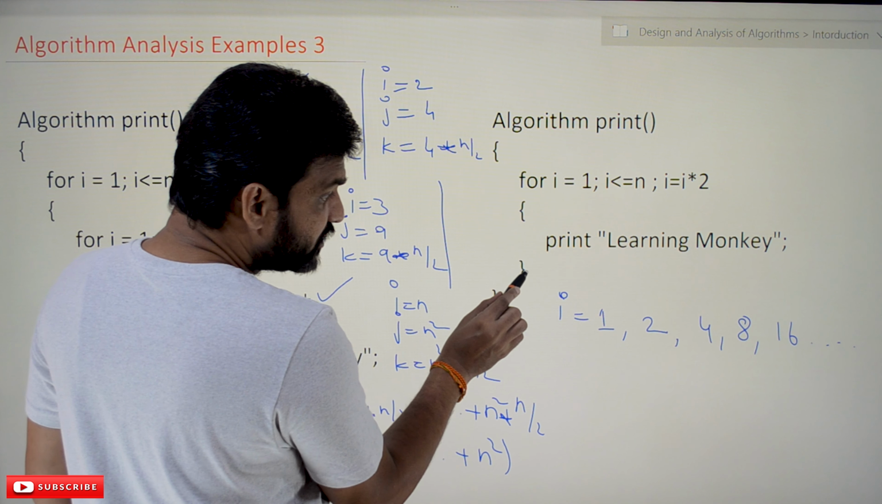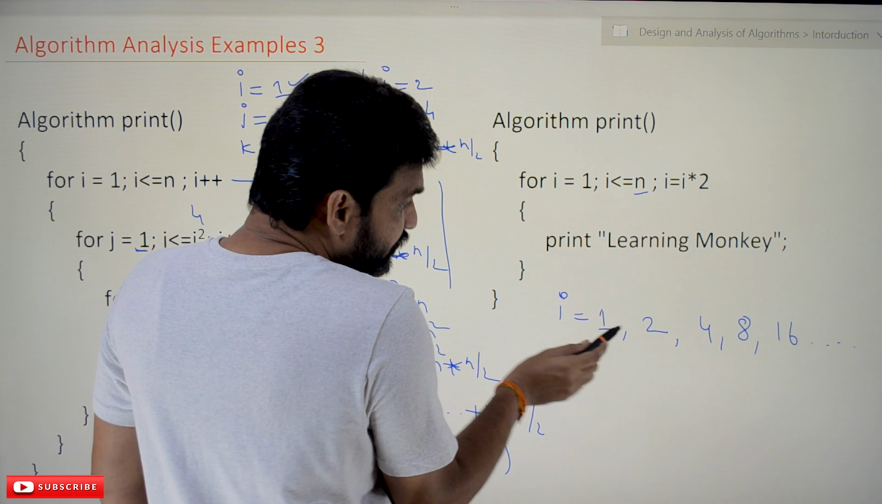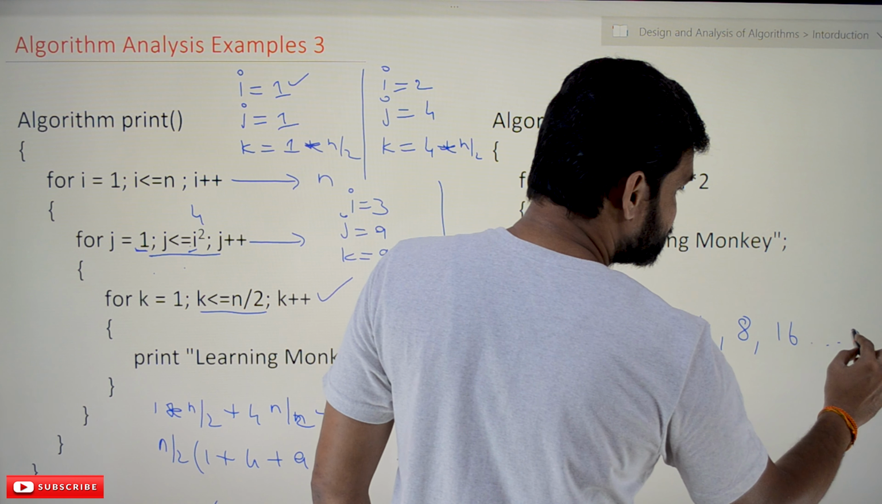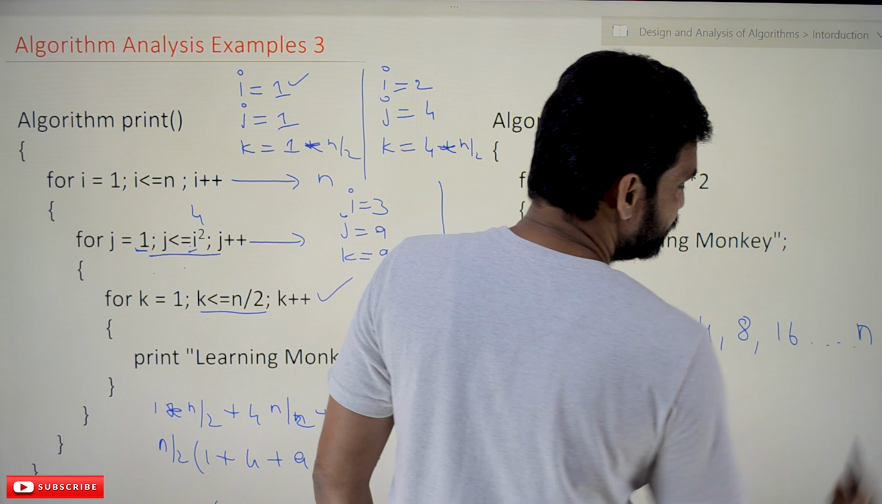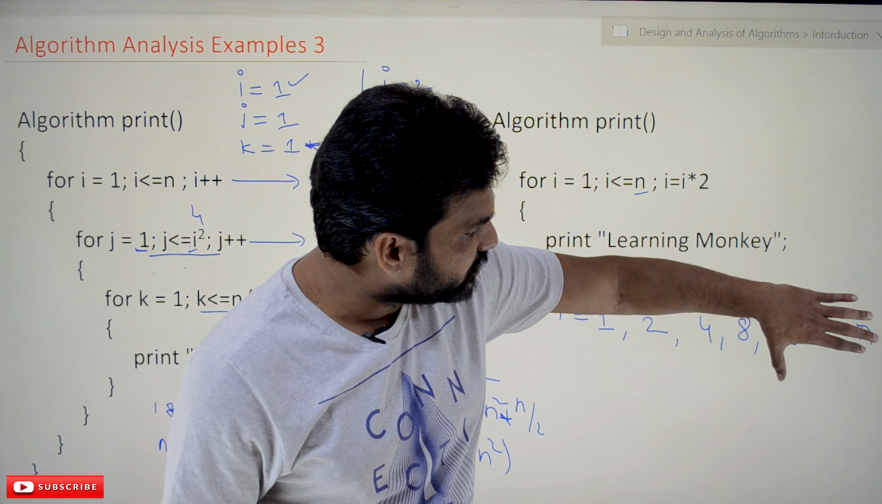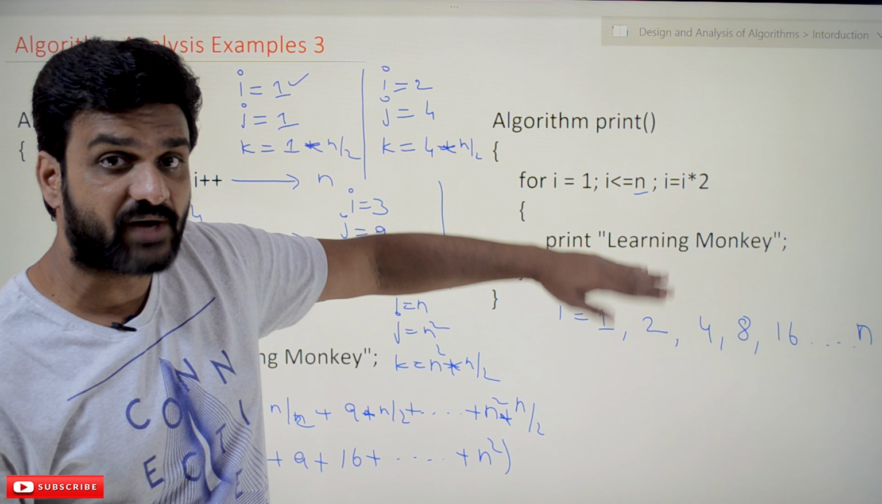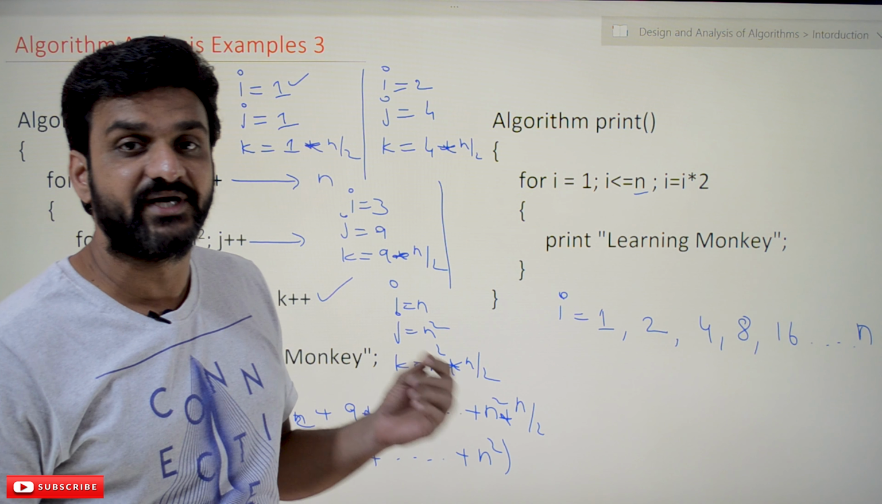We are going to come out of this loop whenever we reach the value of n. Try to get that point. Whenever we reach the value of n, then we are going to come out of this loop, and that many times this statement will get printed.